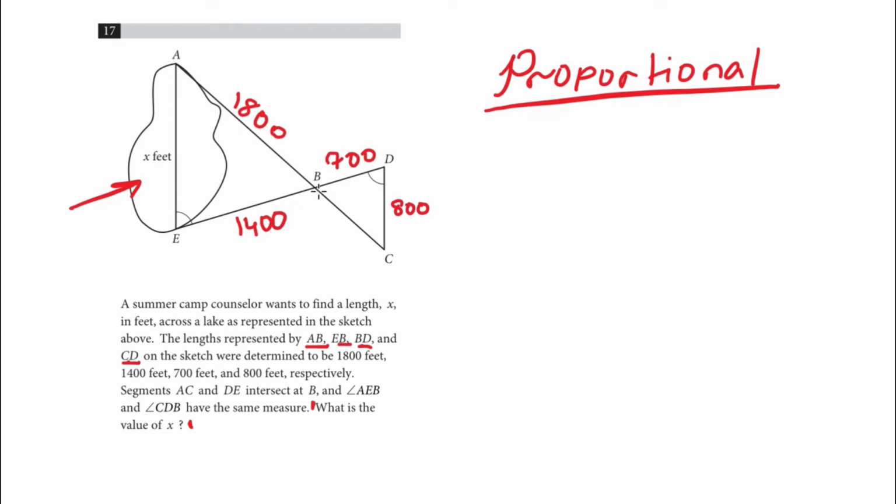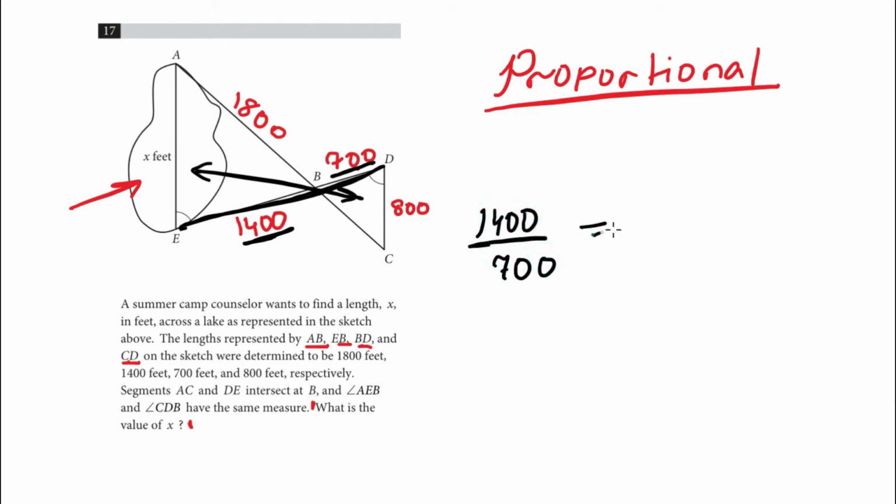Well, we need to understand that these two triangles are connected in such a way that they're proportional to each other. This proportion can be determined from either the opposite sides, right? So x feet and 800, or the sides that are, so to say, adjacent to each other, here. Okay, so 1400 and 700 can tell us the proportionality ratio. What we need to do to find that proportionality ratio is divide 1400 by 700. That gives us a 2.